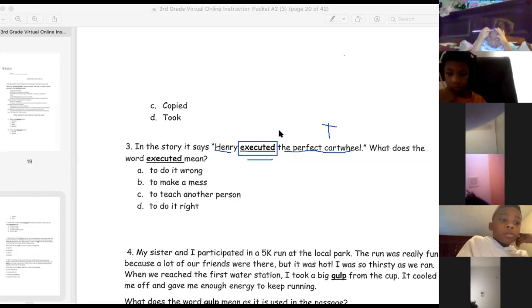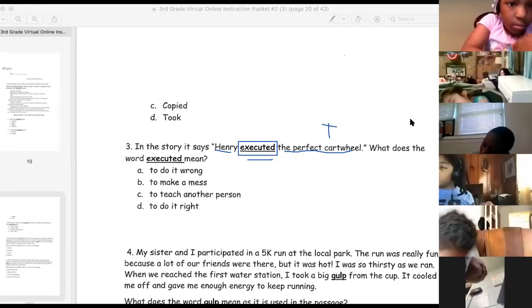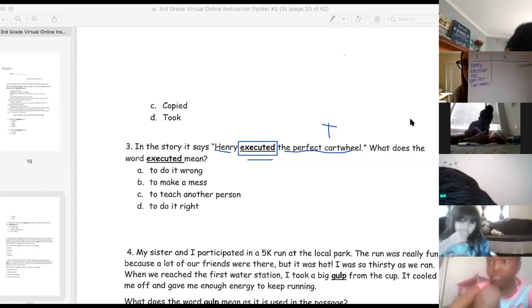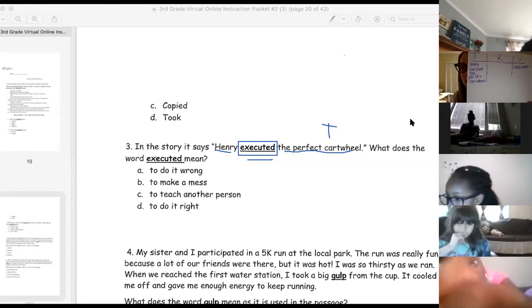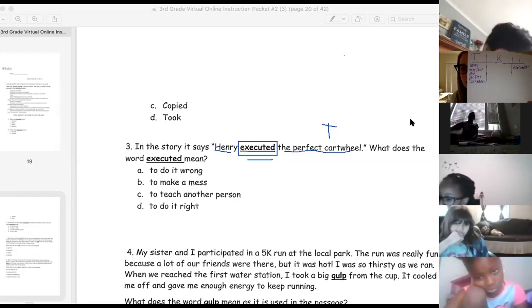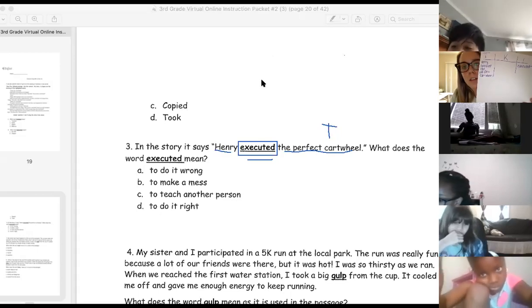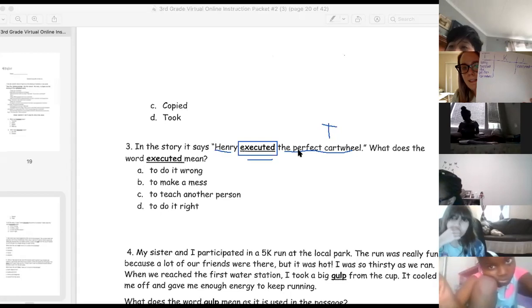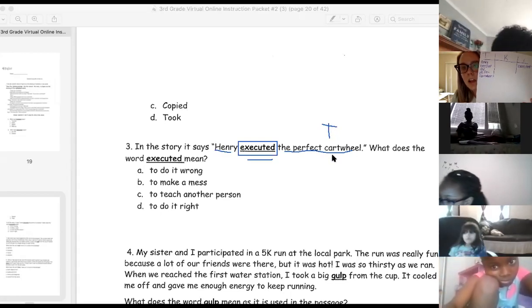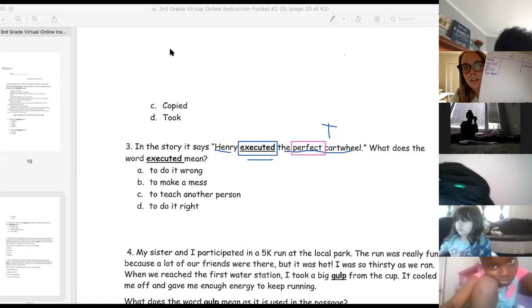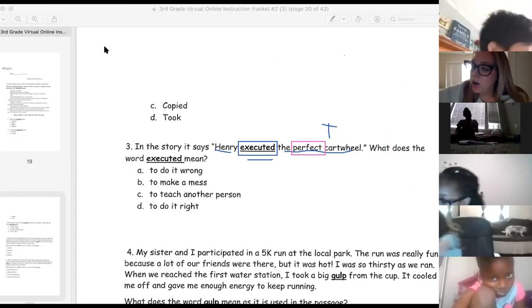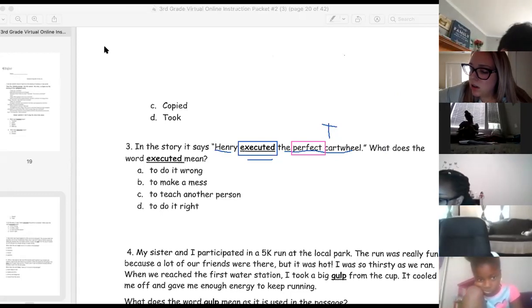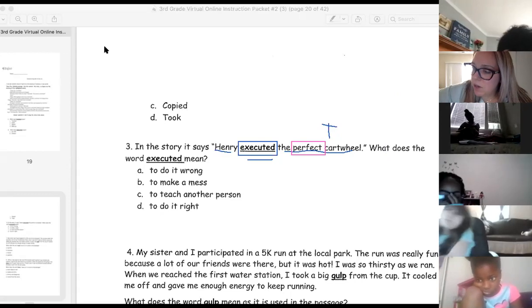Okay, now Sanaya, looking at that sentence, I'm gonna hold up my paper in 1 second. Looking at that sentence where it says Henry executed the perfect cartwheel, what words do you know in that sentence? Henry did the perfect cartwheel. Okay, yeah, so our key word for right here is going to be perfect. We know what the word perfect means. So under our K, we'll write words known, and we know the word perfect.